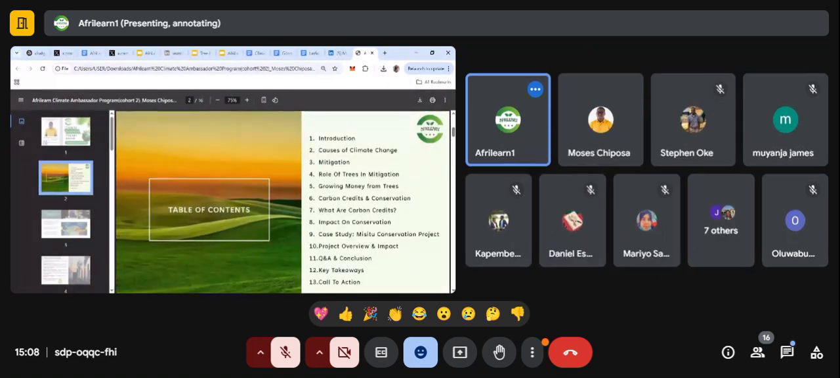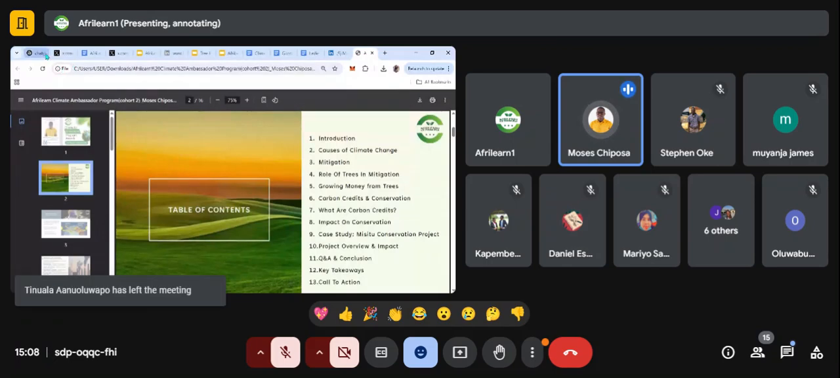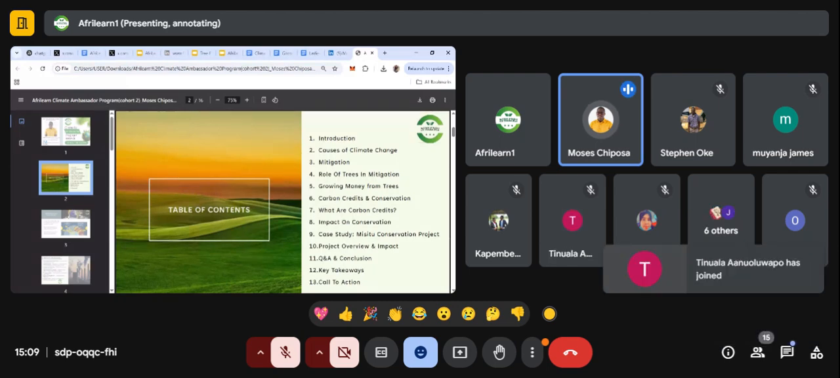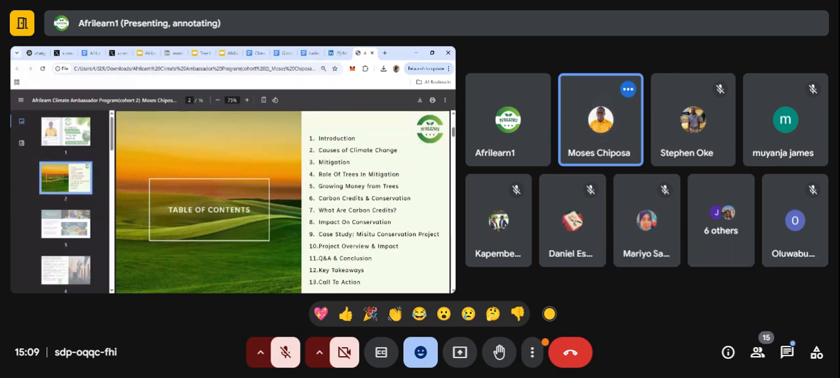Okay, great. So what do we anticipate in this presentation? Quickly, just the introduction. We'll focus on climate change and also how it can be mitigated, the role of trees in mitigation, growing money from trees, a very interesting aspect there, carbon credits and conservation, what carbon credits are and their impacts on conservation, and then the real-time case study, which we are calling the Misitu Conservation Project. After that, the project overview, its impact, and then we will have time for questions and answers.